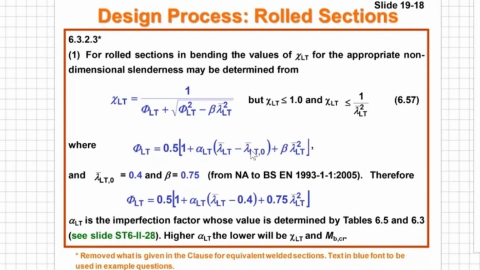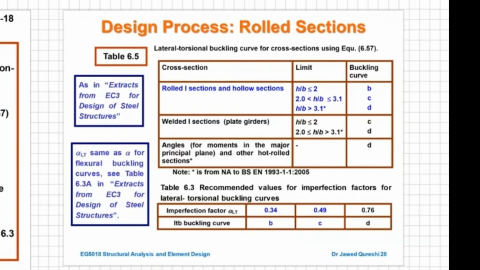and 6.3. For alpha LT, first we go to table 6.5 and we compare H over B values with the limiting values, and we choose a curve from here, and then we go to 6.3 and corresponding to the buckling curve, we find the value of alpha LT.